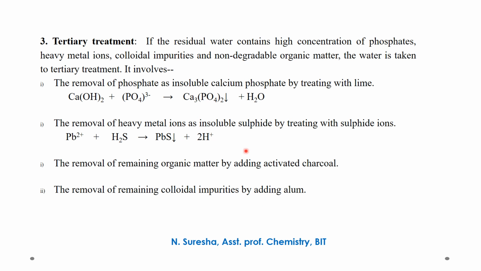So like this, in the tertiary treatment, we can remove the phosphate ions, heavy metal ions, non-degradable organic matter, and if any colloidal impurities are still there, they can be removed in the tertiary treatment. So like this, industrial sewage and domestic sewage can be treated by the primary, secondary and tertiary treatment, and the impurities present in the water sample can be removed.